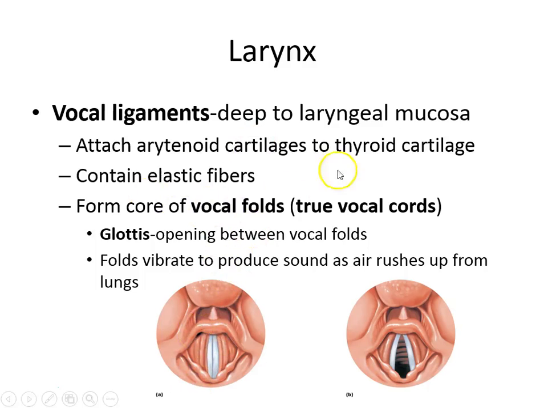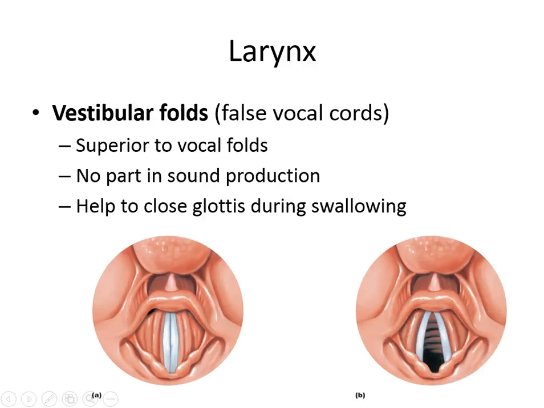Vocal folds have lots of elastic fibers. They vibrate. And this space is the glottis. So the epiglottis comes down and covers the glottis. The vestibular folds help it seal in place whenever you swallow. And as you move air in and out, it causes your vocal folds to vibrate. And there you can see the vestibular folds helping to seal the glottis when the epiglottis comes down.